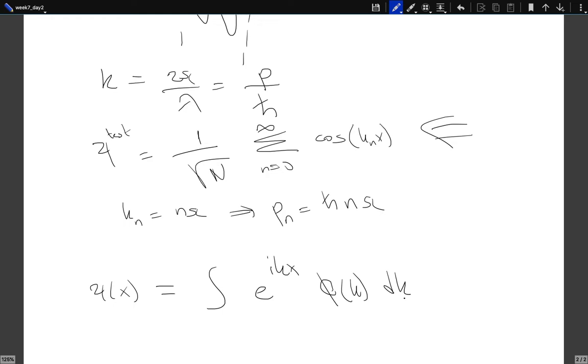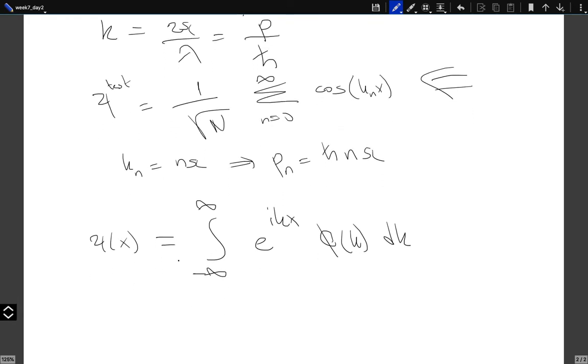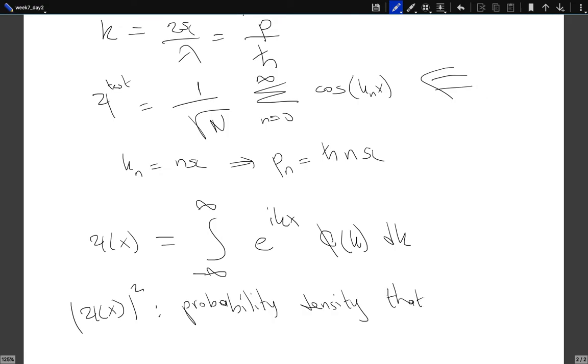Well, it's just, instead of sines and cosines, if you like, I can just use the imaginary exponential from -infinity to infinity. This contains both the sines and the cosines, well, everything. And psi need not be real anyway. Now, how do we interpret this? We say that |psi of x|^2 is the probability density that the particle is at the point x.